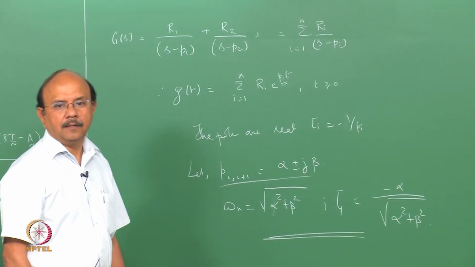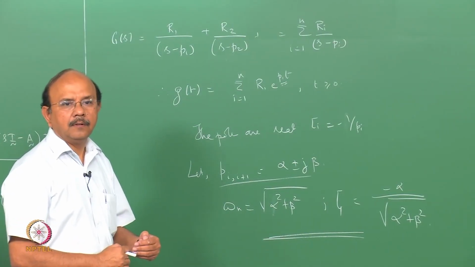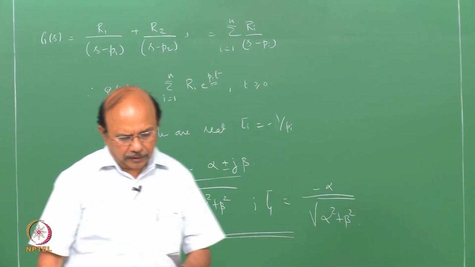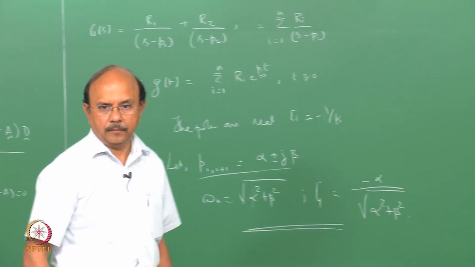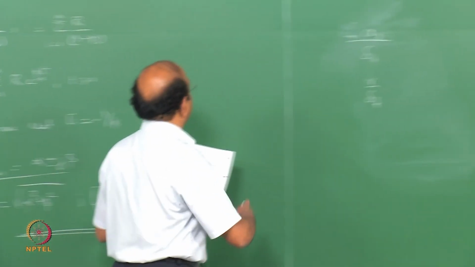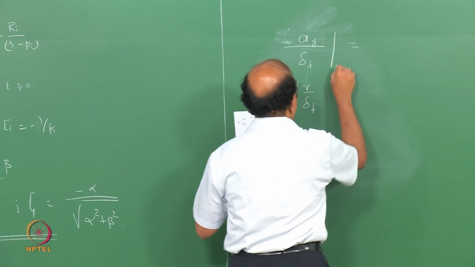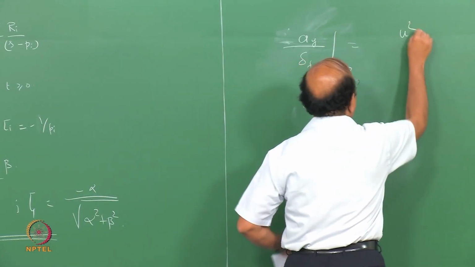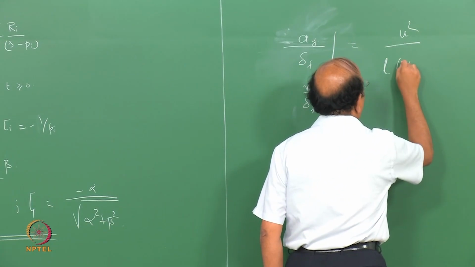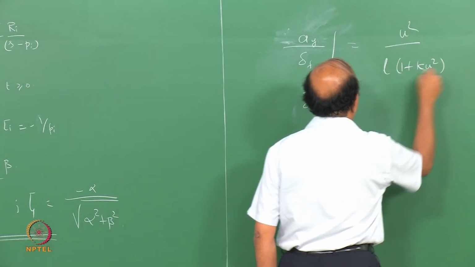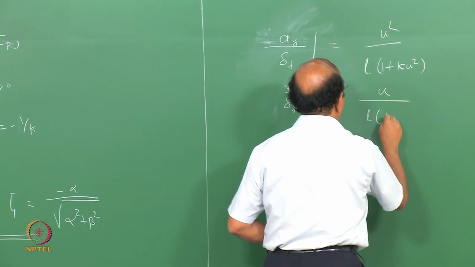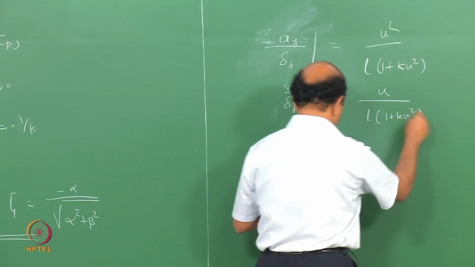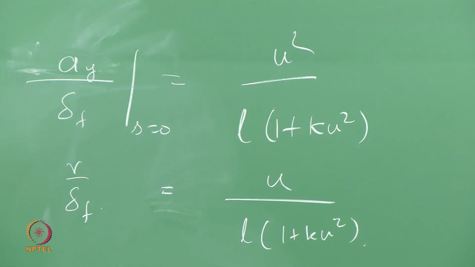Now, if I remember right, we also wrote down the steady state gain. The steady state gain at s equal to 0 is U squared divided by L into (1 plus K U squared), and that is equal to U divided by L into (1 plus K U squared). This is what we wrote down.